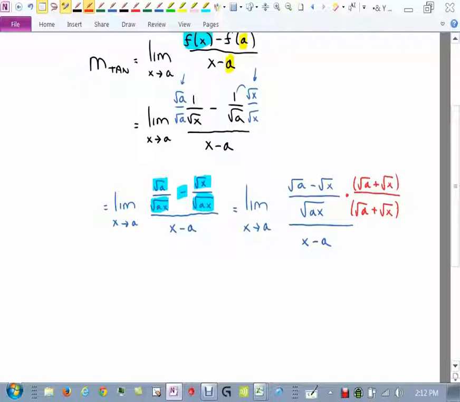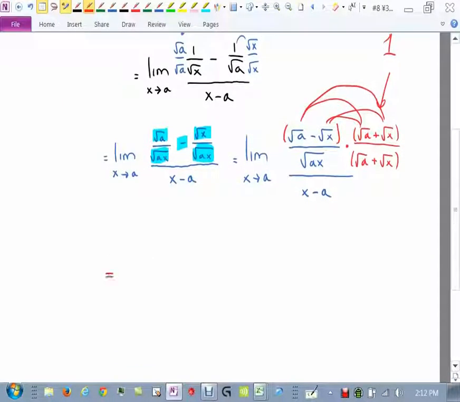So notice I've inserted a 1 here. That's a 1, right? So I haven't changed the problem. And I'm going to multiply this through, so I'm going to do like a foiling up here. And let's go ahead and see where that gets us. Limit as x approaches a. Let's see that first multiplication. The roots cancel out, you just get a.